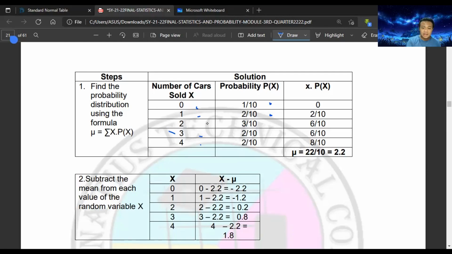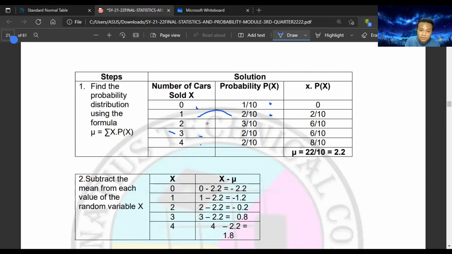So, to get the mean, you have to multiply the probability by the number of cars sold, x times P(x). So you have to multiply that. So 0 times 0.1, or 1/10, is 0, and so on and so forth.